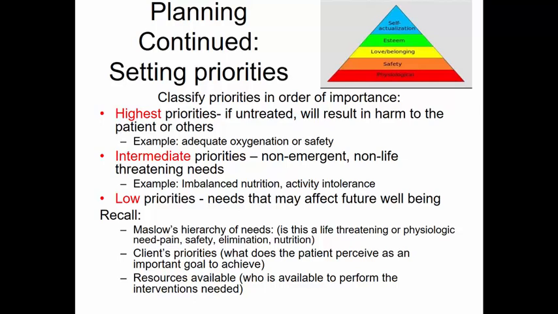We always want to attend to high priority life or death needs first. These are any needs that would result in harm to the patient or others. Also consider what the patient feels is a high priority. Intermediate priorities are addressed next. These are things that aren't life or death but should still be attended to, such as imbalanced nutrition. And then low priorities can affect a patient's future but are not pressing, so should be addressed last.